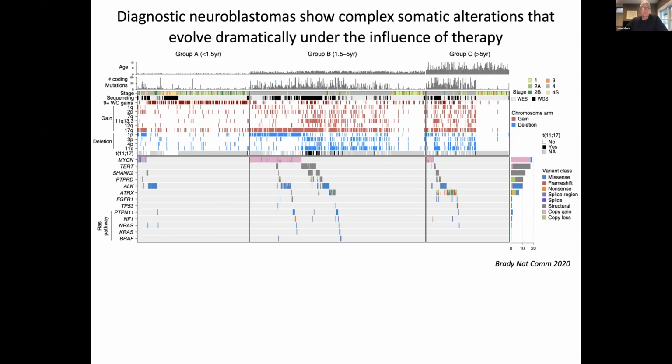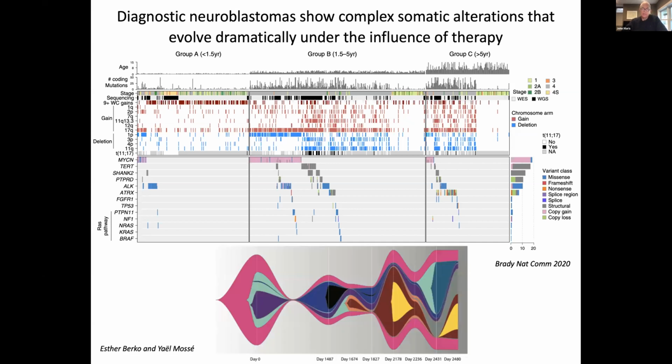And while this is complex enough, these data were all generated from tumors taken at the time of diagnosis. And what happens to all patients after they get diagnosed is that we expose them to very genotoxic chemotherapy and radiation therapy. And so again, outside of the Gabi project, we have multiple different efforts to try to understand the genomic evolution of this disease. And this is work from Esther Berko and Yael Mossé, where we have multiple samples. So this is at diagnosis and then at relapse and at multiple relapses. And what this fish plot is showing is the mutations that were present.